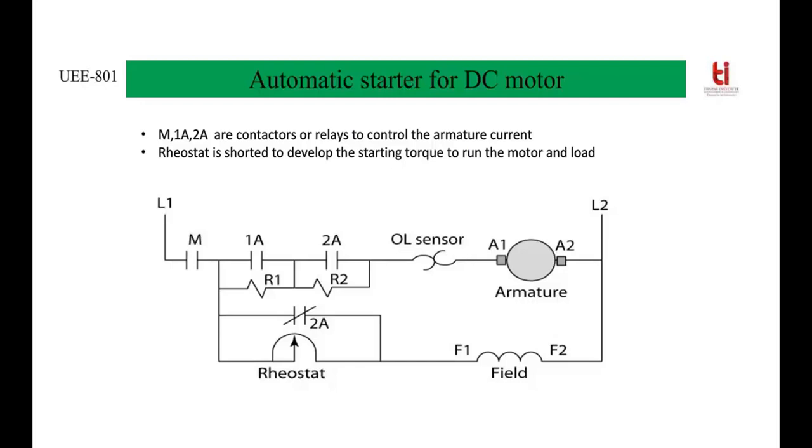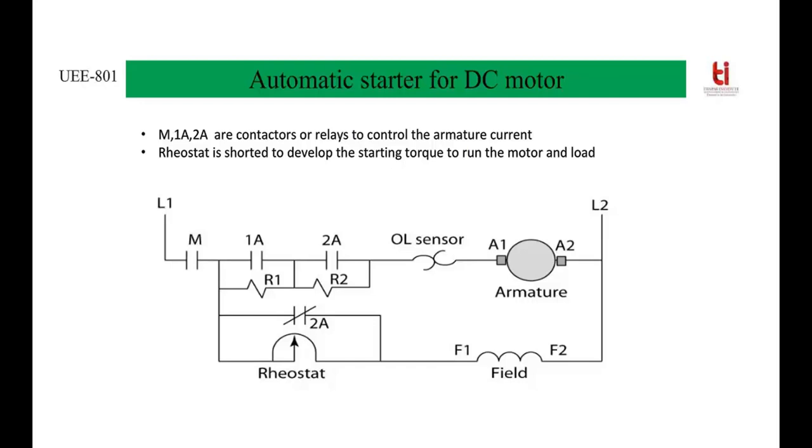At the same time, current will be there in the field winding in the direction L1, M, 2A, F1, F2 and L2. Now, this contactor 2A just above the rheostat is to be energized because at the time of starting, flux strength must be more so that starting torque will be developed. Once the motor has achieved rated speed, then the field winding resistances can be placed across the system. To control the armature current or to reduce the inrush current, 1A and 2A are not energized.